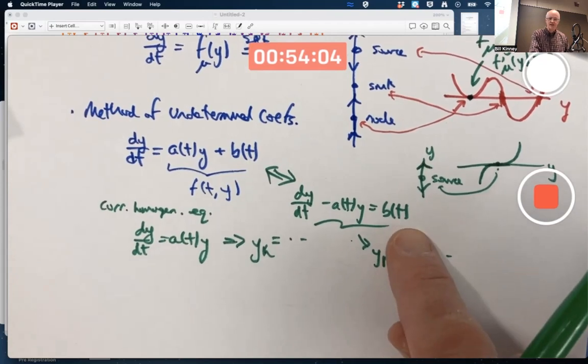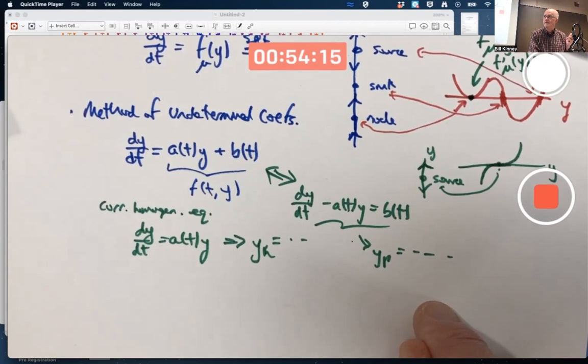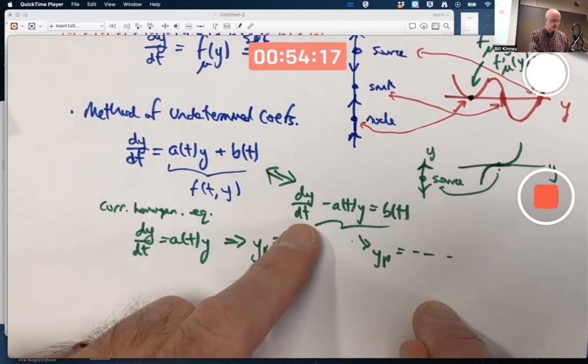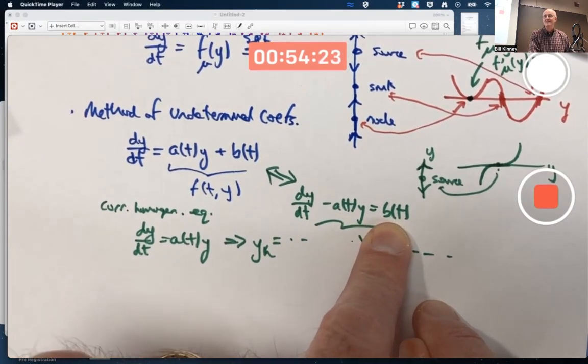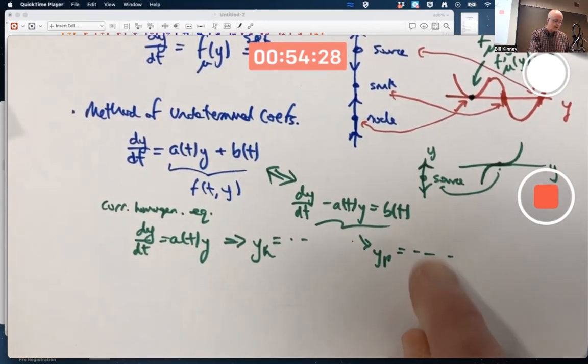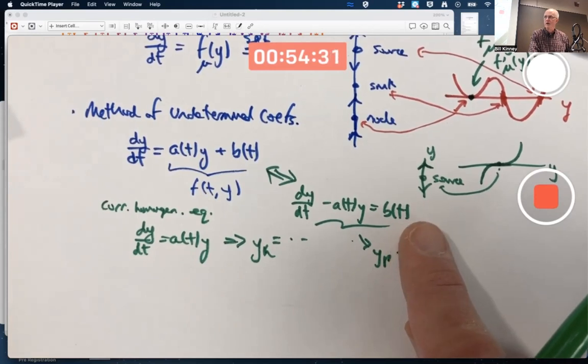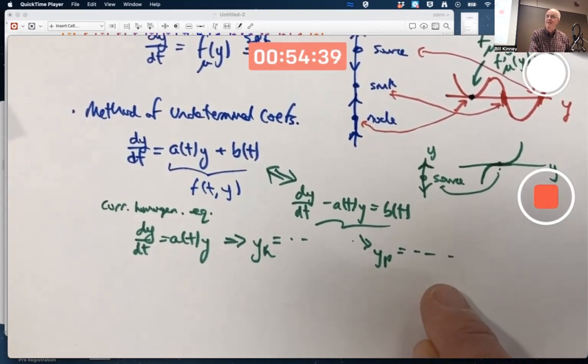If b of t is an exponential function, then you guess some constant times an exponential function. Like if b of t is e to the negative 3t, you'd guess A times e to the negative 3t, because you're looking for a function whose derivative minus a of t times y is e to the negative 3t for all t. So it makes sense to guess an exponential function with the same coefficient of t. We also did examples with polynomials, like a t squared. Then you'd want to guess a polynomial of the same power, but allowing for other powers too, like A times t squared plus B times t plus C.